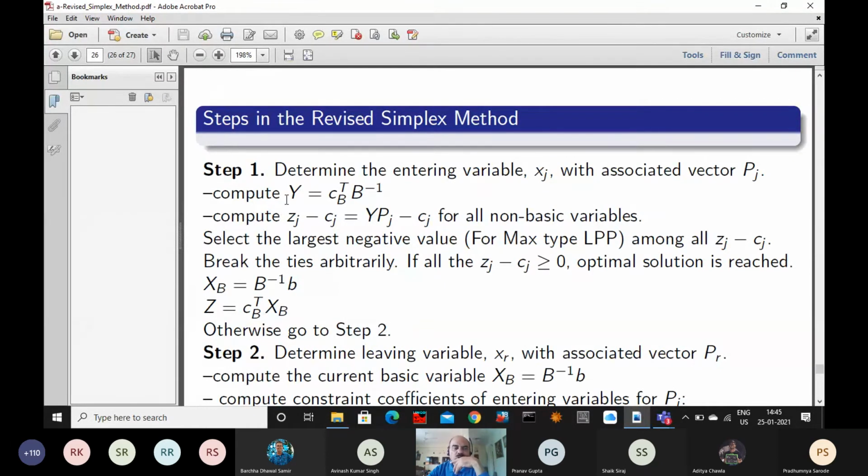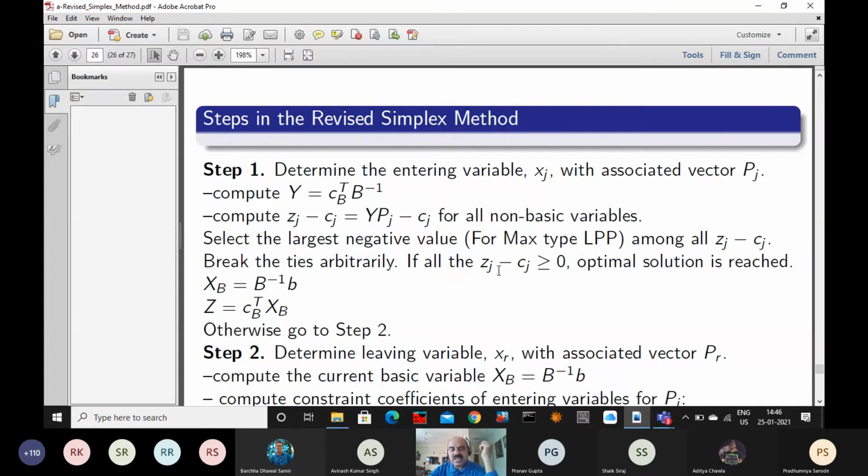We compute y equal to CB transpose into B inverse. Initially, B inverse is nothing but an identity matrix. Then we compute Zj minus Cj equal to y into Pj minus Cj. That is computed for all the non-basic variables. Select the largest negative value, of course, for the maximization type problem, among all the Zj minus Cj. Break the ties arbitrarily.